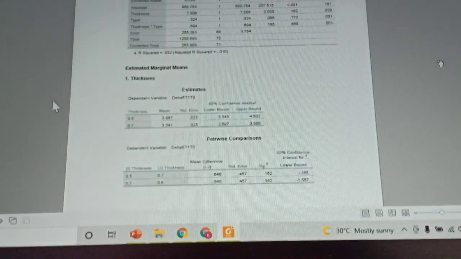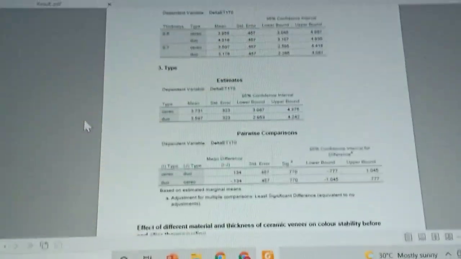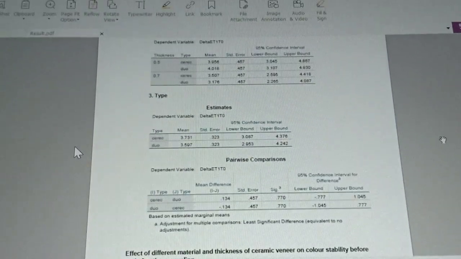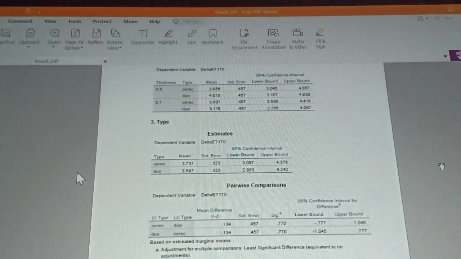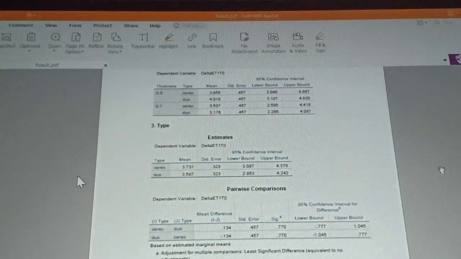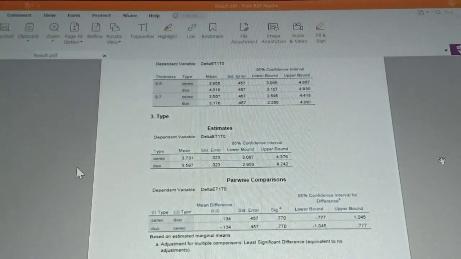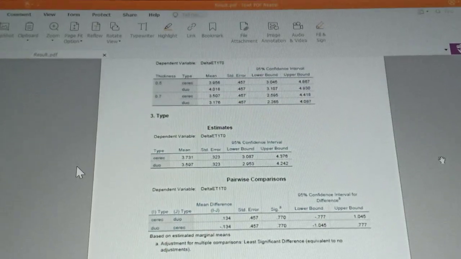I think the below part also should be okay. There is no post hoc because there are only two groups. True. It's alright, don't worry.